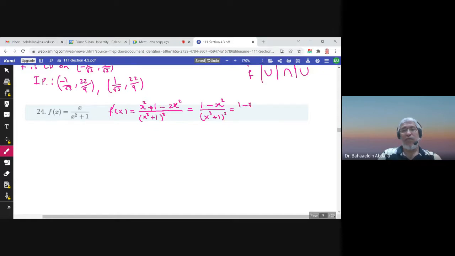So I have 1 minus x times 1 plus x. It's clear that the denominator of f prime is always positive. So there are two zeros, either x is 1 or x is negative 1.